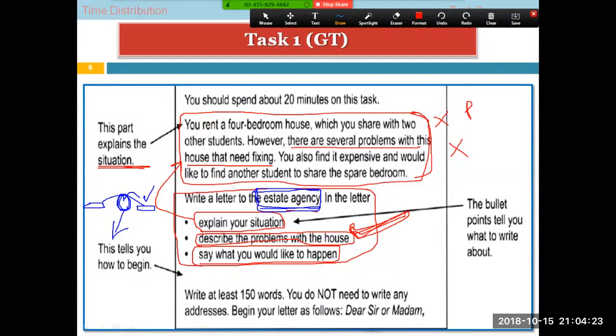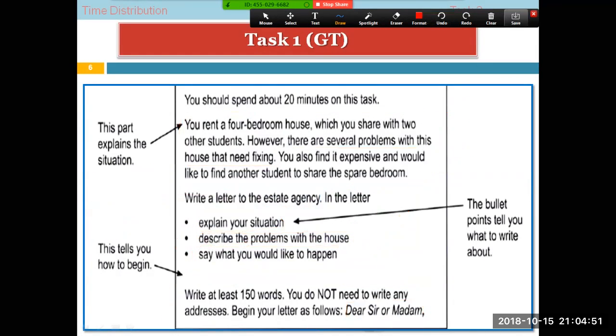Next, the third part tells you how you have to begin your letter. In this, if you see, begin your letter as follows. You don't have to write your address. You have to directly start with Dear Sir or Madam. In this particular case, they have told you to start it with Dear Sir or Madam. Now, this part has got some implications.